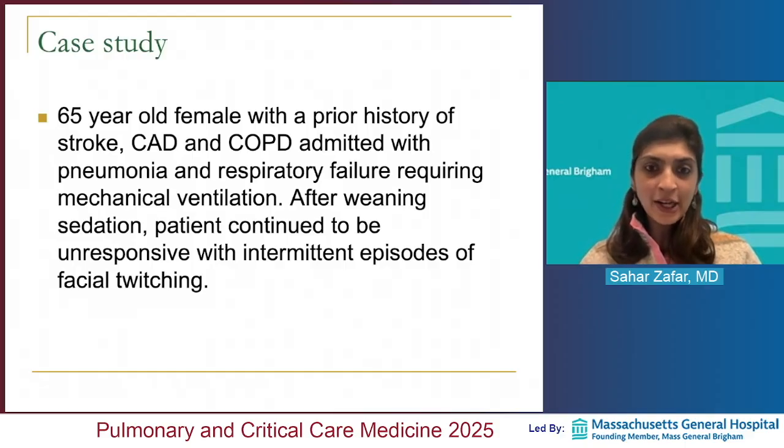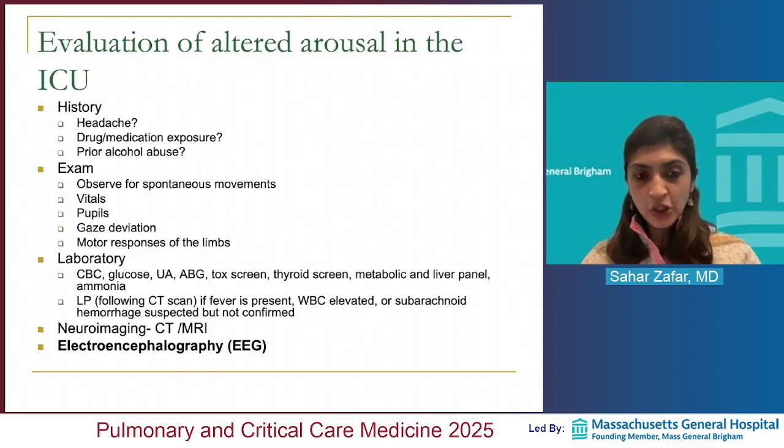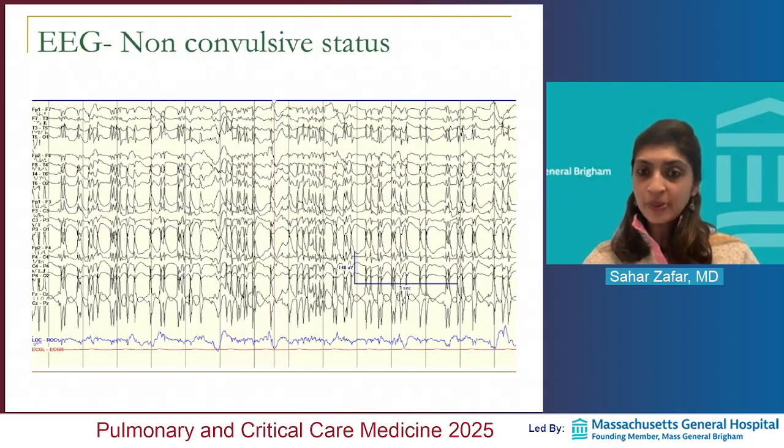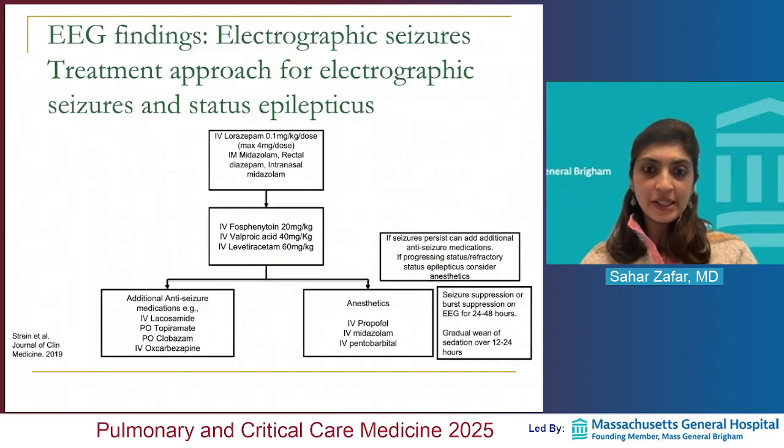And very quickly, I'm running out of time. We have a 65-year-old who was admitted for pneumonia, and after weaning sedation was found to be unresponsive with intermittent twitching. Extensive workup is done, but this is a patient where I would consider EEG monitoring, and they were found to have non-convulsive seizures. This is just an example of when to consider EEG monitoring, and a quick overview of treatment of status epilepticus for these patients, where first line is typically benzodiazepines, second line is fosphenytoin, valproic acid, and levetiracetam. Again, data shows they're all equally effective, and so we just use comorbidities to guide treatment and dosing.